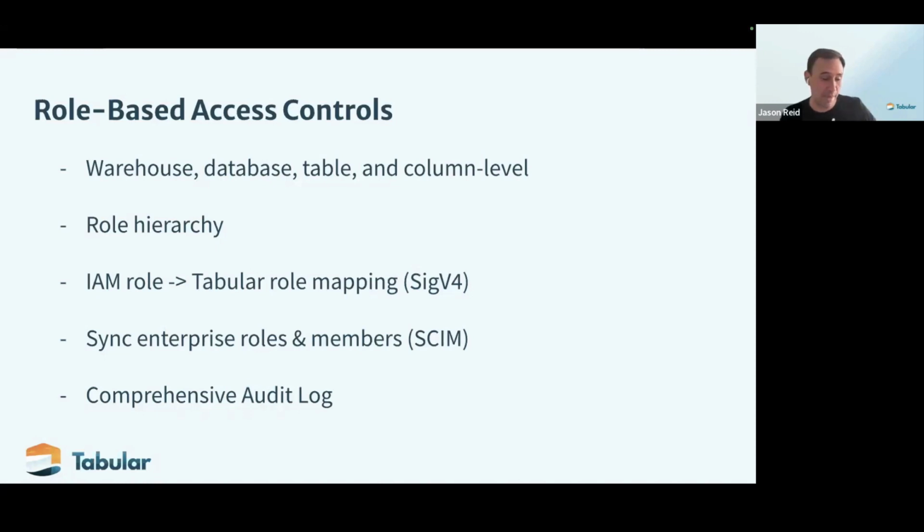You can do things like map IAM roles. This is really, really valuable if you happen to be running in AWS and you've got, let's say, Spark jobs running under a certain IAM role on certain compute clusters, EMR, or even Databricks clusters running on a particular IAM role. You can map those over into Tabular roles and basically assign permissions that way using the SIGV4 protocol.